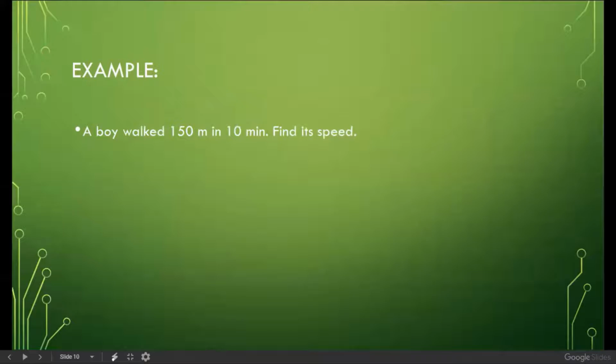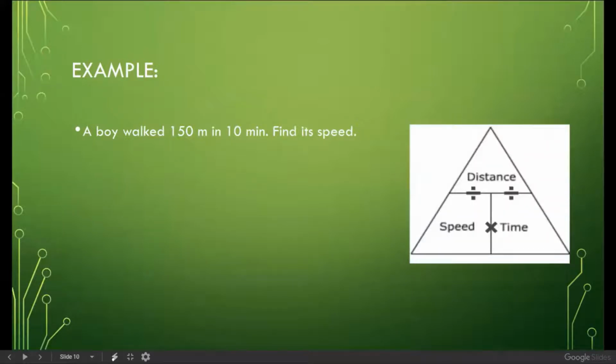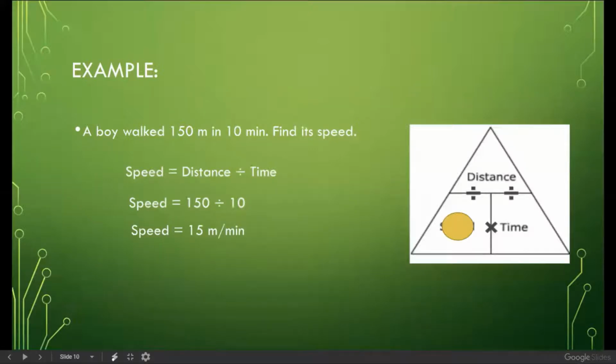And for our last example, we have here a boy who walked 150 meters in 10 minutes. Find its speed. Now for this word problem, we're looking for the speed. And the formula used for speed is the distance divided by time. Based on the problem, the distance traveled by the boy is 150 meters, and that is for 10 minutes. So 150 divided by 10, the speed of the boy is 15 meters per minute.